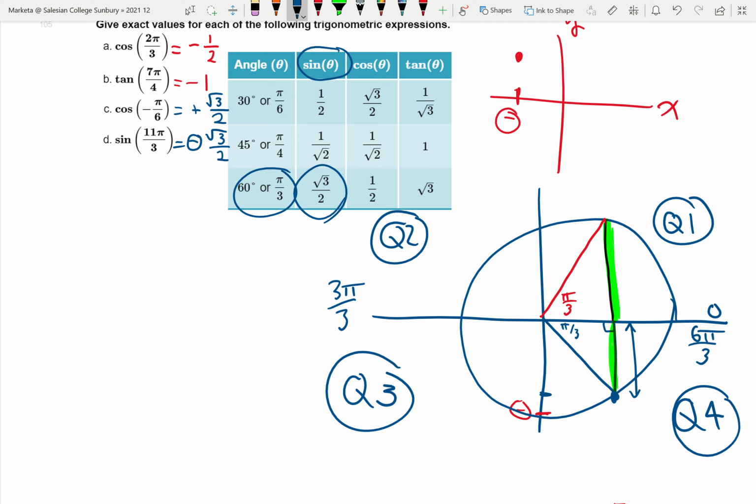So when you do these, always think about the basic angle, and you can find what your length of any sine, cos or tan is from your table of exact values. You then just have to move your triangle into the correct quadrant and decide whether you're going to be negative or positive.